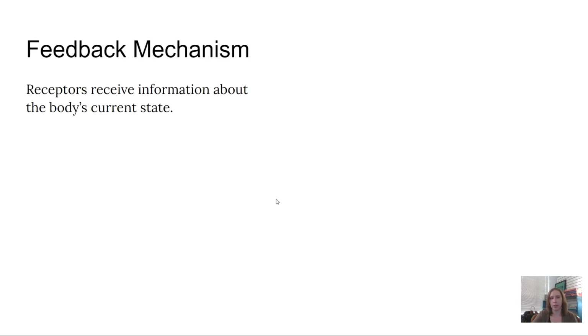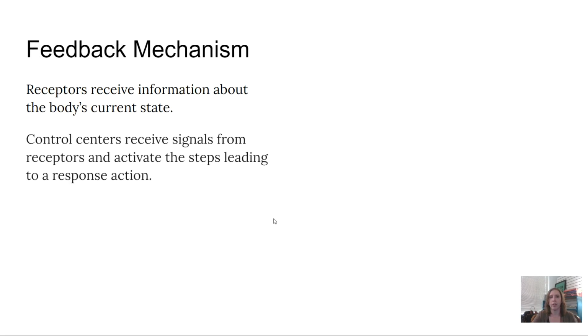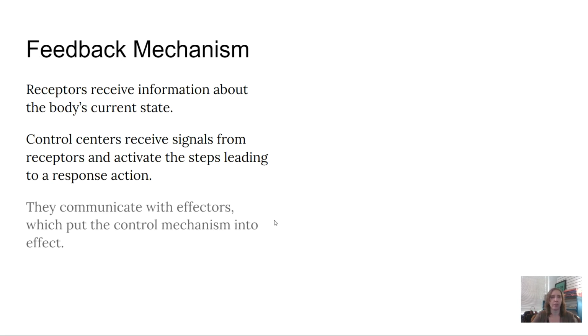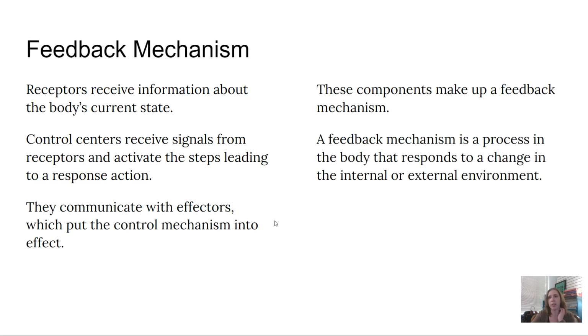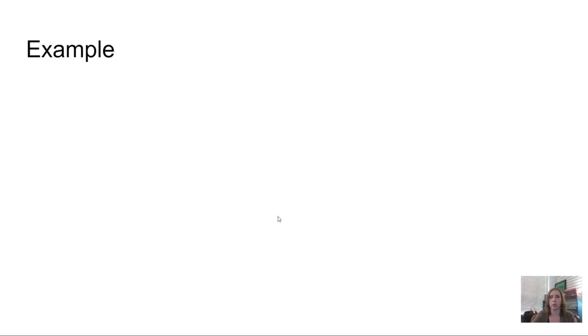So a feedback mechanism is when receptors receive information about the body's current state. Control centers receive signals from receptors and activate the steps leading to a response action. They communicate with effectors, which put the control mechanism into effect. These components make up a feedback mechanism. A feedback mechanism is a process in the body that responds to a change in internal and external environment.